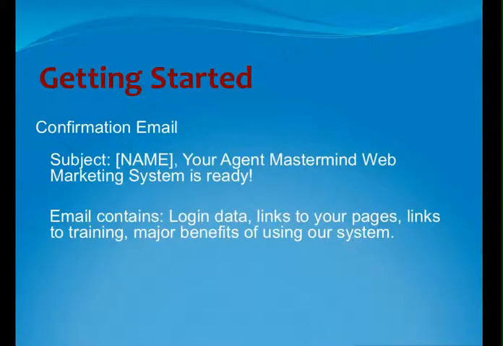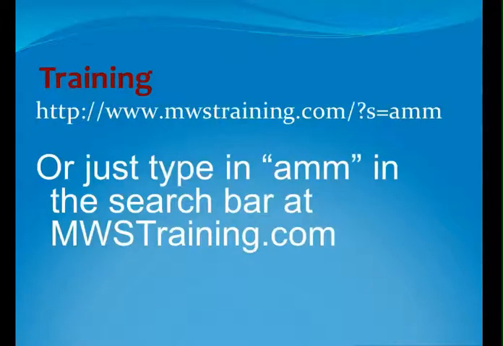You should have received a confirmation email when you signed up. It would have your first name and then say your Agent Mastermind web marketing system is ready. It's really important that you have that email. So I would say do a search, and make sure it didn't go into spam or something like that. It's got a lot of information in it, so we don't run that email through any type of spam filtering. We expect that we'll be in contact with you enough that you'll be able to find it, and then you can whitelist that email address. The email contains login data, links to your pages, links to training, and some major benefits of using our system.